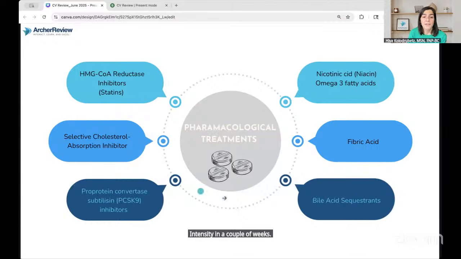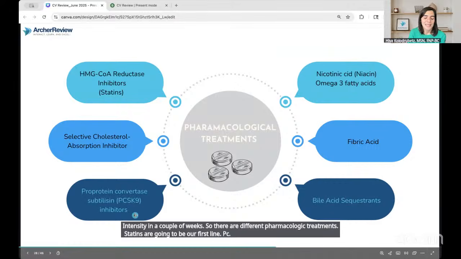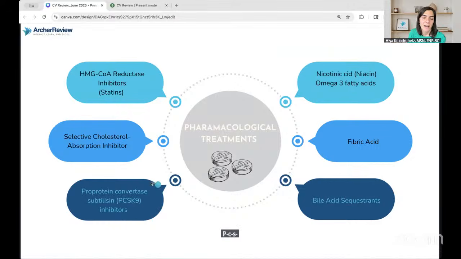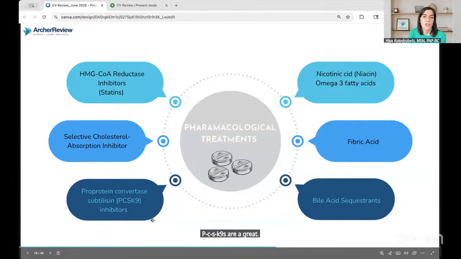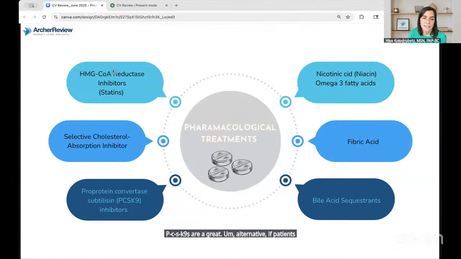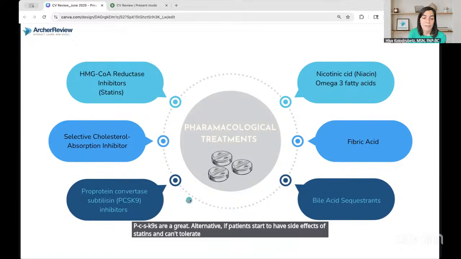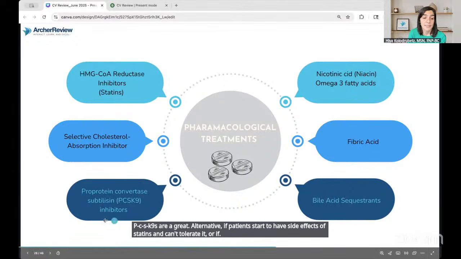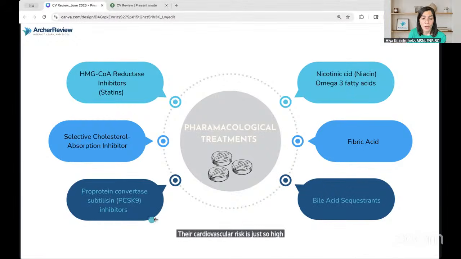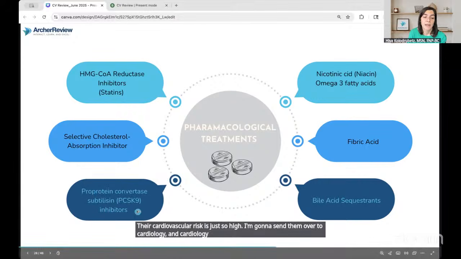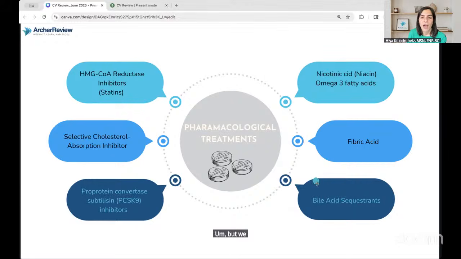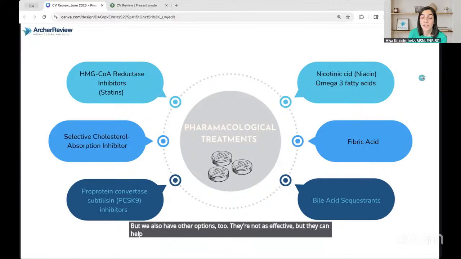So there are different pharmacologic treatments. Statins are going to be our first line. PCSK9s are a great alternative if patients start to have side effects of statins and can't tolerate it, or if their cardiovascular risk is just so high. I'm going to send them over to cardiology, and cardiology will probably start them on a PCSK9. But we also have other options too. They're not as effective, but they can help lower things like triglycerides and overall cholesterol levels.